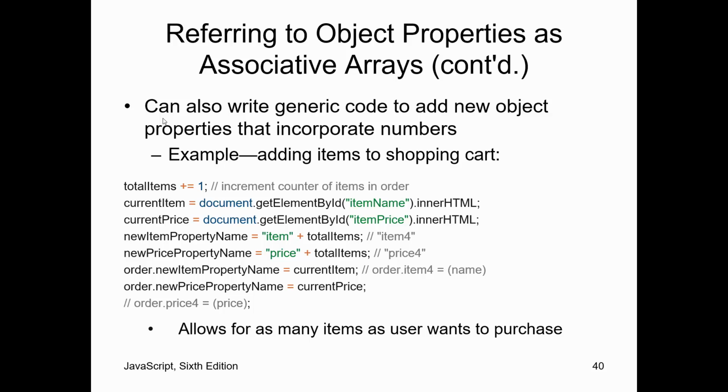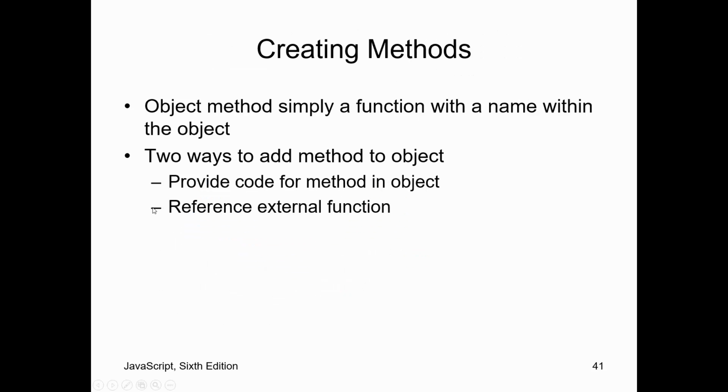You can also write generic code to add new object properties that incorporate numbers. So you could use numbers if you wanted to. I don't know why you'd want to do that. You can mix numbers and strings, but again, I don't know why you would do that.